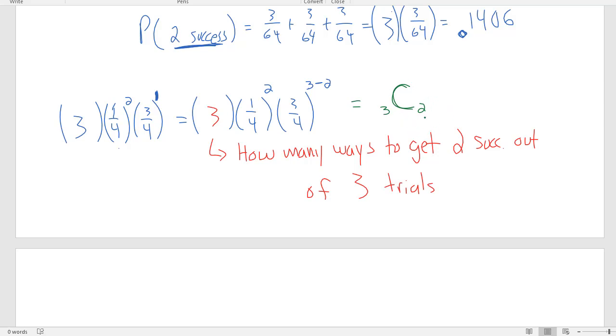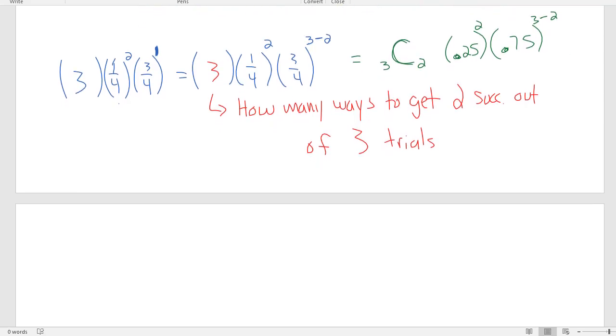Then we multiply that number times the probability of success. So in this case, we had 0.25 as our probability of success, and we wanted 2 successes. And then we had our probability of failure, if you will, and that was 3 minus 2. So the relationship that we have in this formula, we have 3 trials, 2 successes. We have the probability of success to the power of the number of successes. And then the number of trials minus the number of successes is how many failures we have. So the probability of a failure to that exponent.